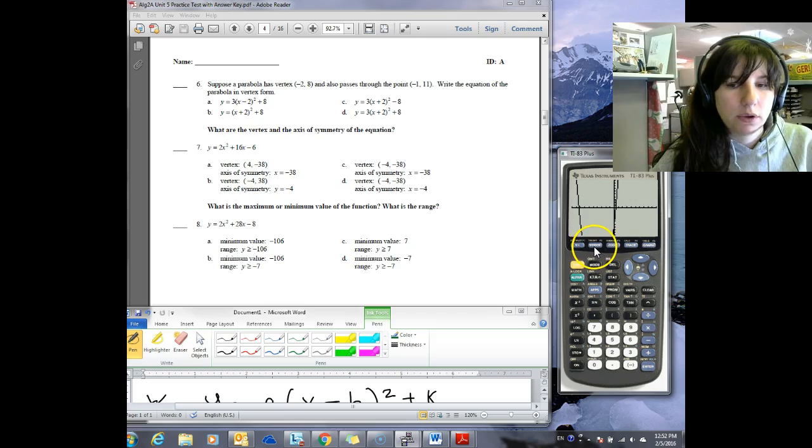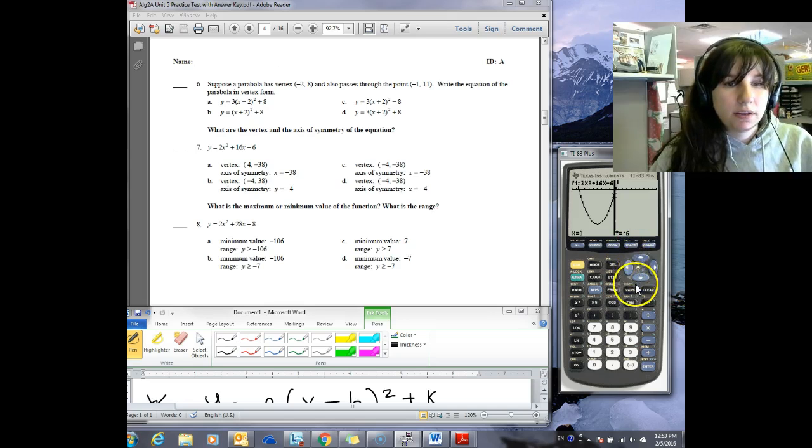So what I can do is I go to Window, and I'm trying to get my y minimum to be a little lower. So I'm going to make this an even lower number. Still not low enough. Let's make it a -30. Let's see. Nope. Let's go even lower. Just jump to 50. There we go.